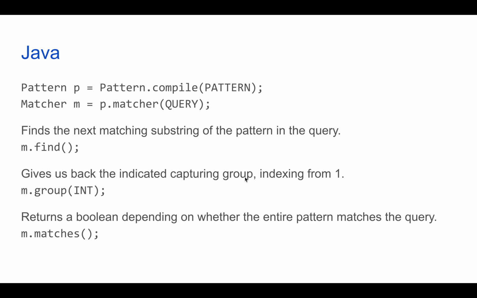So you can use multiple parentheses and capture multiple things in one pattern, and you can return them according to the index. But note that we're indexing from 1. So if you want the first one, you use the index 1. If you want the second one, you use the index 2. So we're not zero indexing like we usually do in Java.